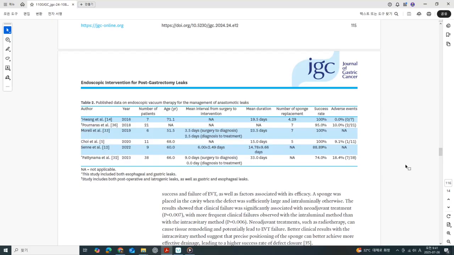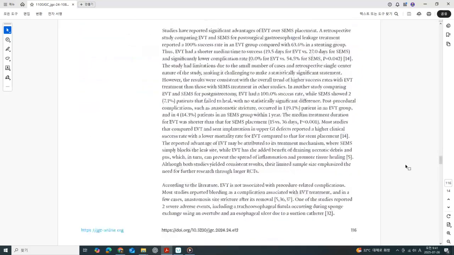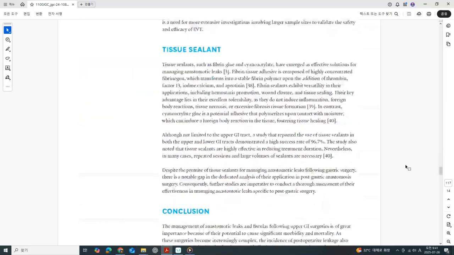Makes sense. Okay, one last category. Tissue sealants. Like glues. Essentially, yes. Things like fibrin glue or cyanoacrylate glue. Fibrin glue forms a sort of biological clot. It's well tolerated. Cyanoacrylate is more like a superglue. It polymerizes on contact with moisture and actually triggers a bit of a healing reaction.